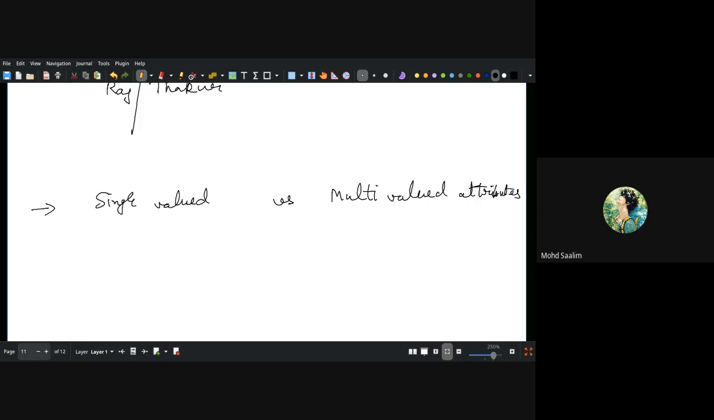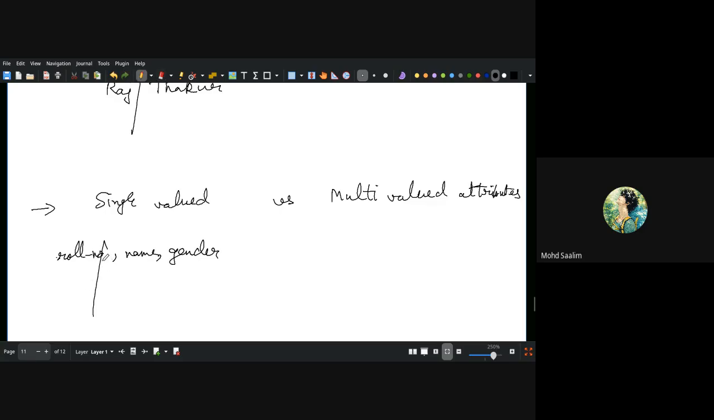So you see, it is again very simple to distinguish. Single valued, again, whatever we are used to, something like roll number, something like your name, something like your gender. They can be only one, right? You can have only a single value in them. For example, roll number, you cannot have multiple roll numbers in the same college, right?